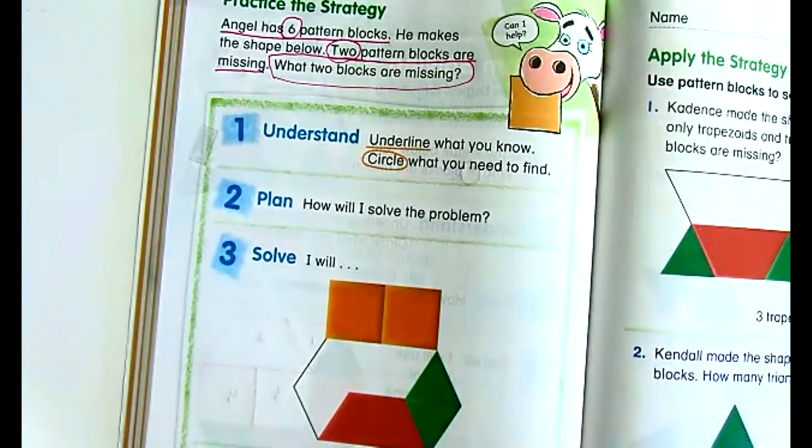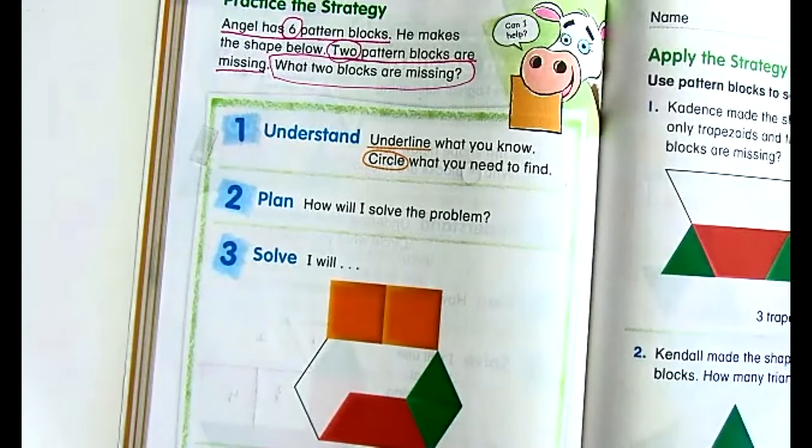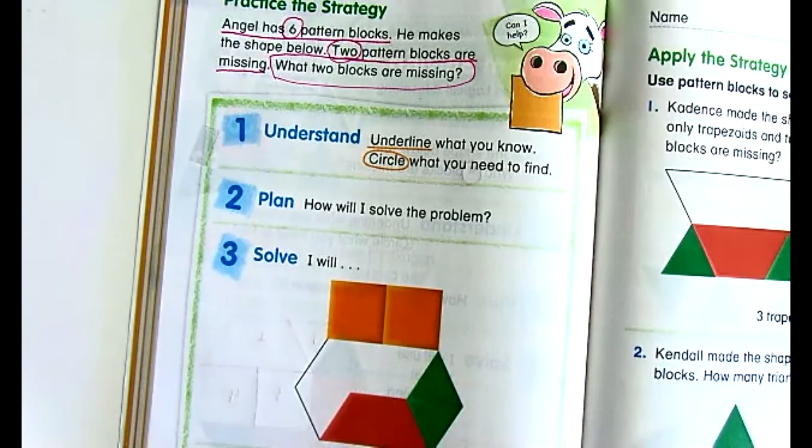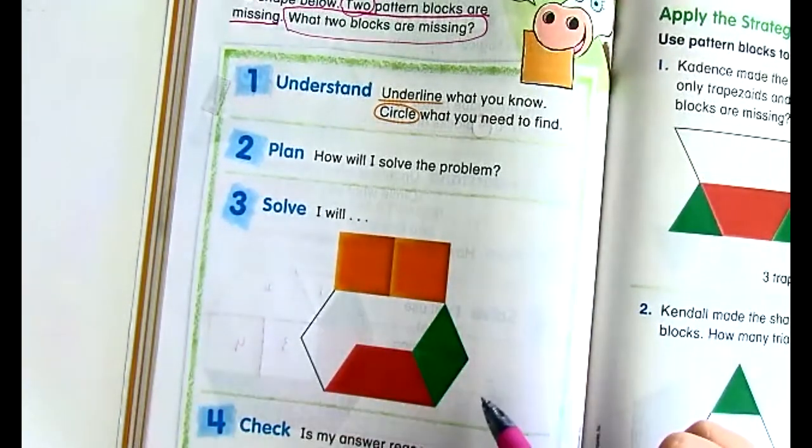All right, let's go ahead and plan this out. How will I solve this problem? Well, we know today's strategy is to use logical reasoning. That means I'm just going to think about this, trying to figure it out in my head. All right, let me see. Let me think about this. How am I going to solve this? All right, I know. My plan is going to be to use some pattern blocks.